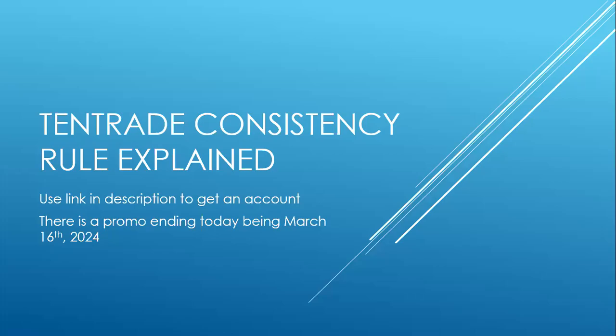Alright guys, so I thought to make this video to explain the 10 trade consistency rule because I've been promoting 10 trade for quite some time, and yesterday something happened which I was not really happy with. Someone took the instant live account, made profits of about 10% in a week, and was denied payout, right? The person was denied payout, and the account was eventually breached because the person breached the consistency rule.